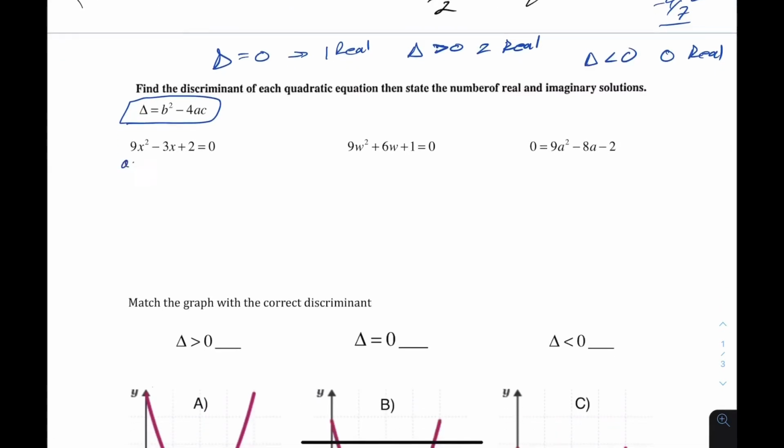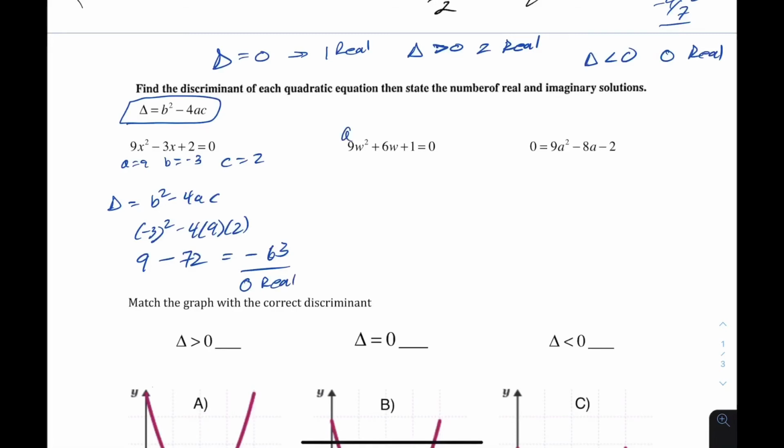So my A is this, my B is this, and my C is this. Just plug into the formula, and I get negative 3 squared minus 4 times 9 times 2. So I get 9 minus 36 times 2 is 72. So I'm going to get negative 63. That's a negative, so I get 0 real solutions.